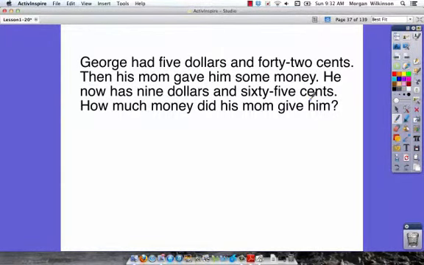Next problem. George had $5.42. Then his mom gave him some money. He now has $9.65. How much money did his mom give him? So George had $5.42. Let's write it out. $5.42. Then his mom gave him some money. So $5.42 plus some amount. We'll put a question mark here to represent what our problem is. He now has $9.65 is equal to $9.65. We're adding something to $5.42 to get to $9.65.